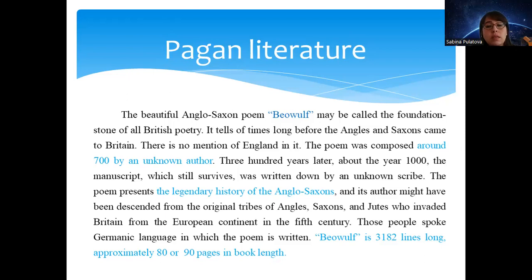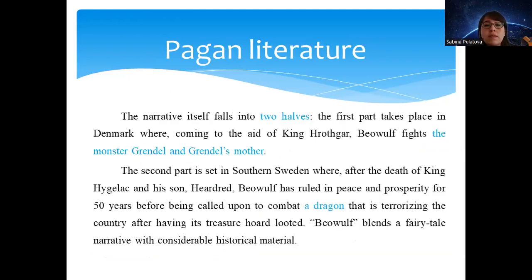Beowulf is 3,182 lines long, approximately 80 or 90 pages in book length. The narrative itself falls into two halves.